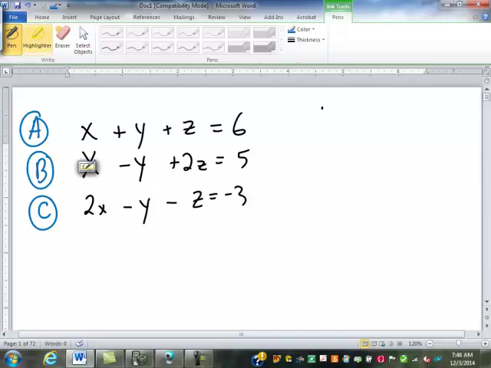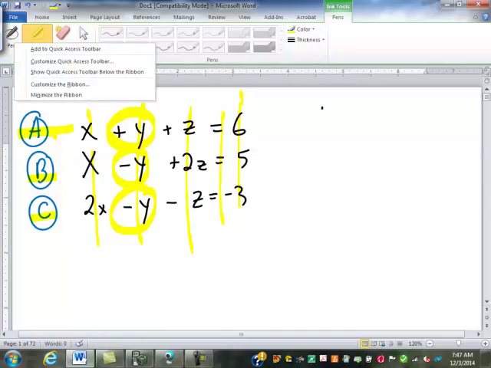It's already lined up: X's, Y's, Z's, equals, and then the constants. But there's another reason why it's absolutely perfect. Because Y has no attachment to it. Perfect. Y is set up perfect. This is a positive 1, a negative 1, and a negative 1. I can pair A and B and it'll cancel out the Y, and then I can go back and compare A with C and it'll cancel out the Y. So let's do that.